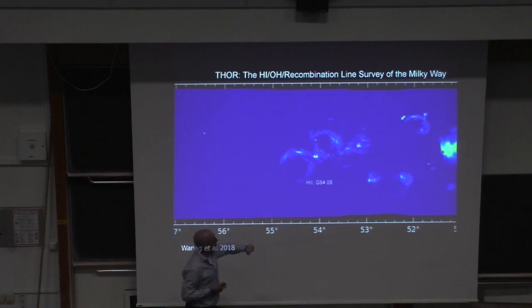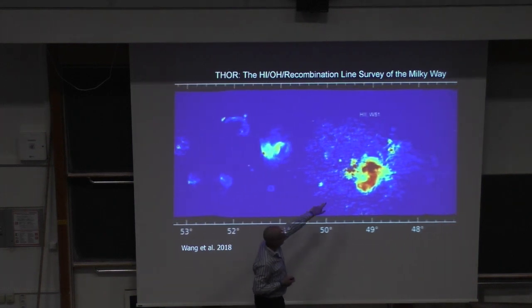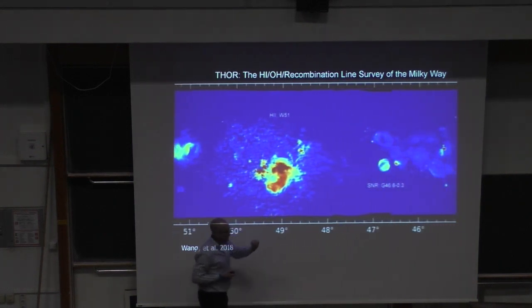Here's a galactic H2 region. We will see several supernova remnants. This is here, a mixture of an H2 region with a supernova remnant.